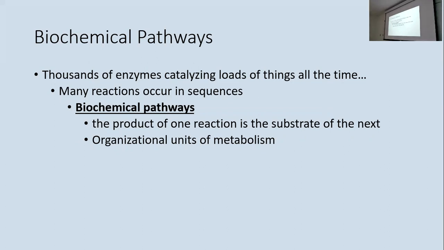Many of these reactions actually occur in sequence. It's not like your body just does one little A plus B is C reaction and it's done with that, right? It's frequently A plus B makes C, and I use C and D to make E, and then E turns into F. It's a series of reactions, and we call these series of reactions biochemical pathways.